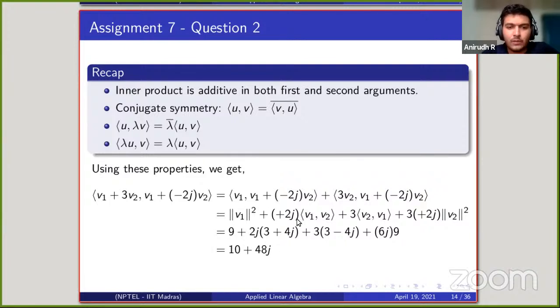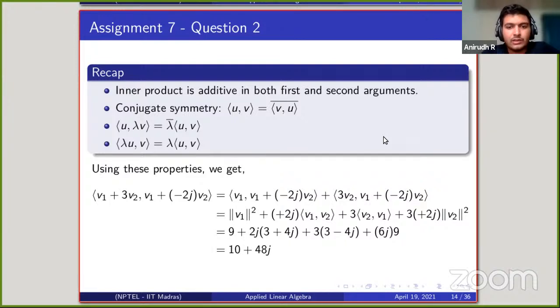The first term will be the norm of v1. The last term will involve a multiple times norm of v2. And the second and third terms will involve v1 comma v2 and v2 comma v2. An important part is that in the second term, we have written plus 2j. That is because we had minus 2j in the second term of the inner product, which means we need to use the third property. So we'll end up with 2j outside. So yeah, that's about it.